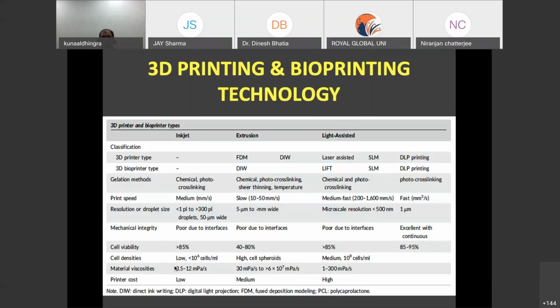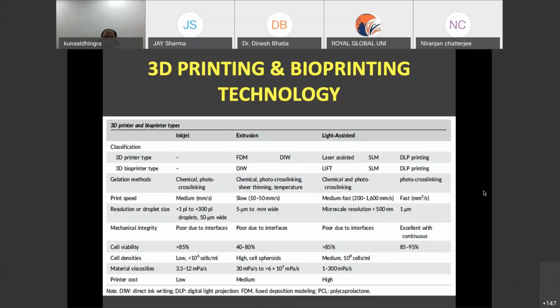So what exactly is 3D printing? We have seen different kinds of 3D printers available. Of course, this is also the topic of our event this week. So I would describe what 3D printers do for bioprinting. So basically, we can simply classify 3D printers into three types, that is inkjet, extrusion type, and light assisted.